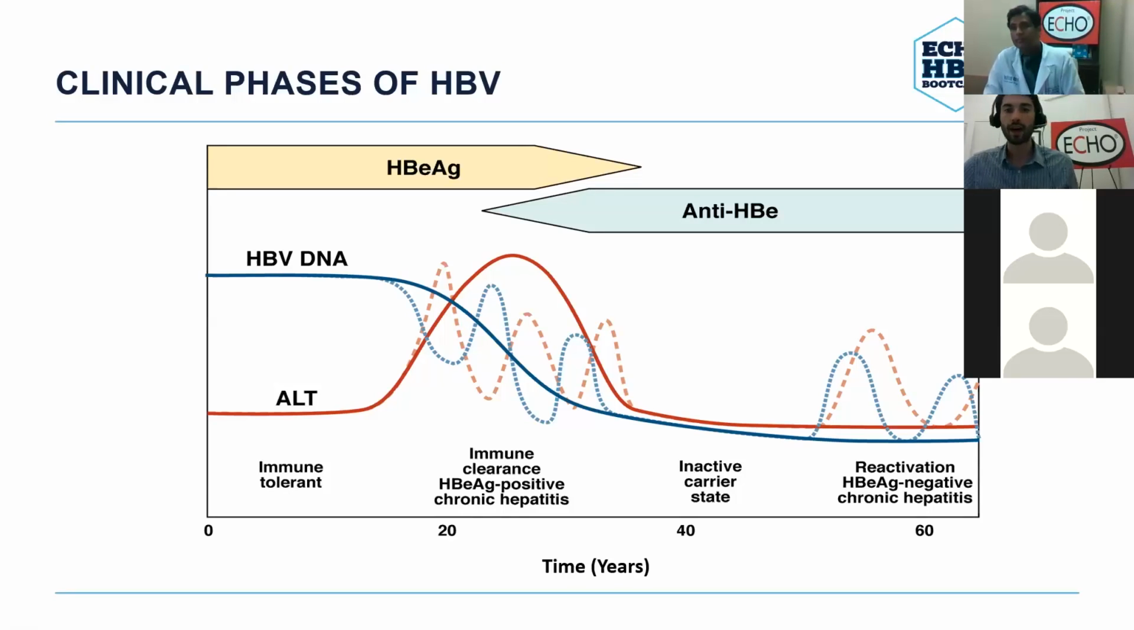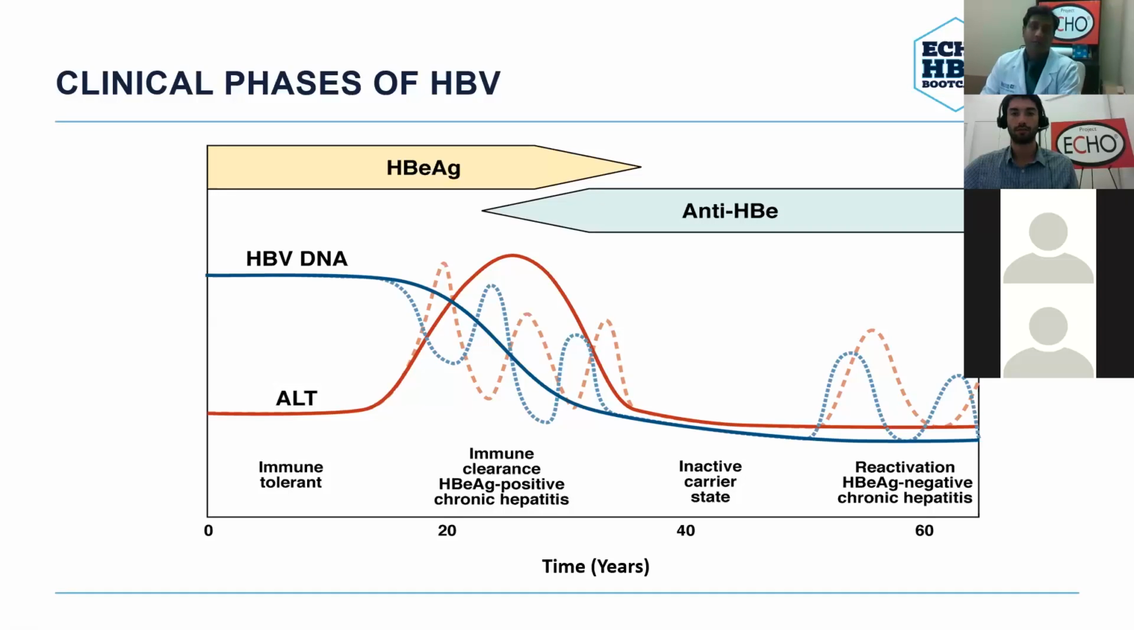Ram, we've got a question from Rihanna that came through in the chat. It says, for an immune-tolerant patient who does not usually need treatment, if this patient has a family history of HCC at an early age, do you recommend treatment? Yes, that is a great question.